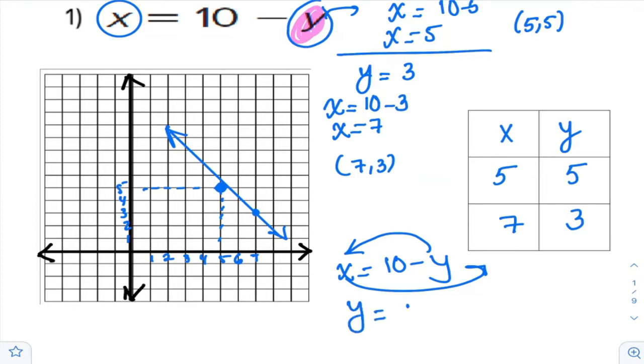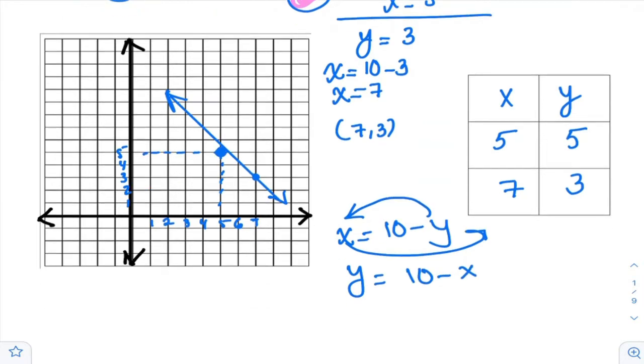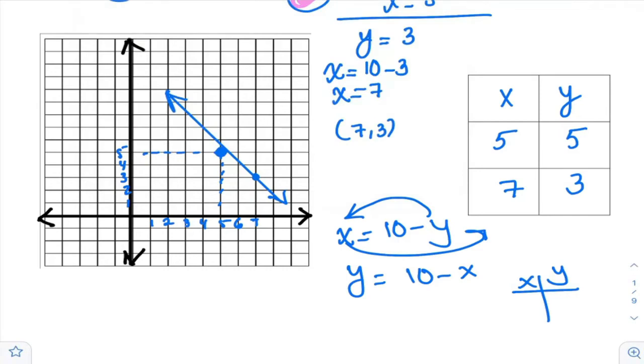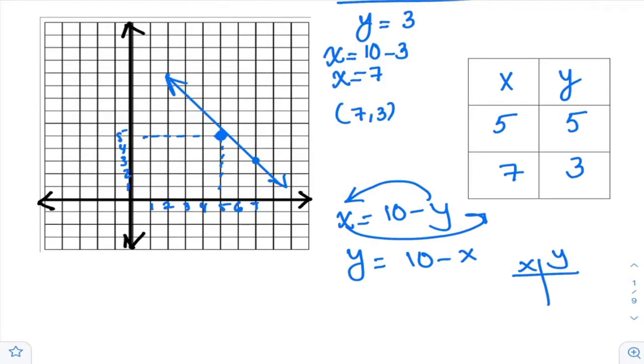So y will be 10 minus x. And you can assume the values of x, whatever you like. This is x and this is y. I'll choose another color to show that you will have the same line by the end of the graphing. If you assume x is 3, let's say, then y will be 10 minus 3, which is 7. So I will plot 3 and 7. And if you assume x is 4, then y is 6, so 4 and 6 will be one of the points.